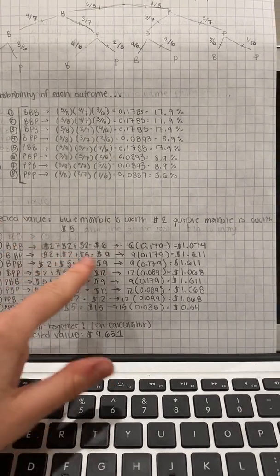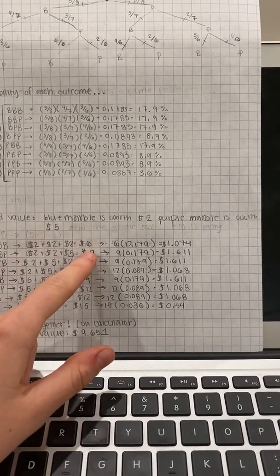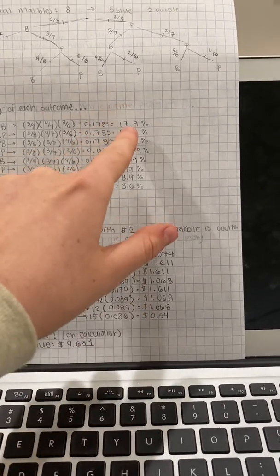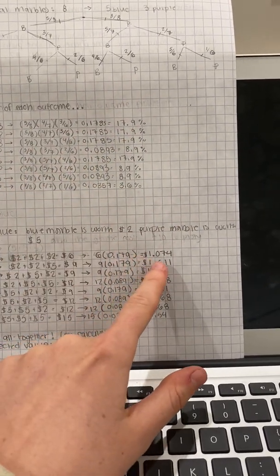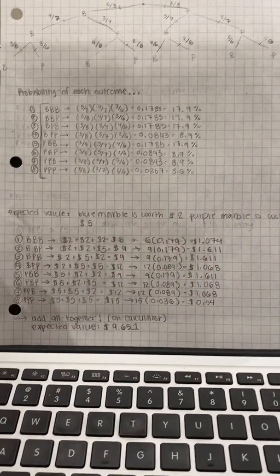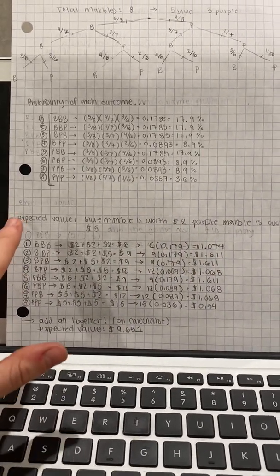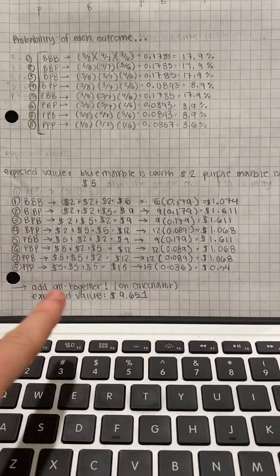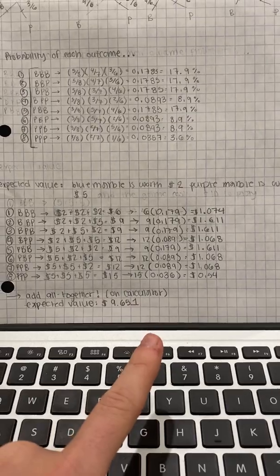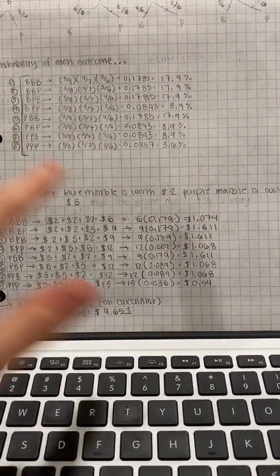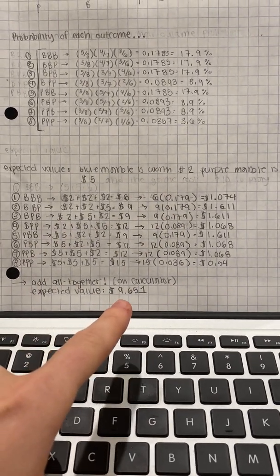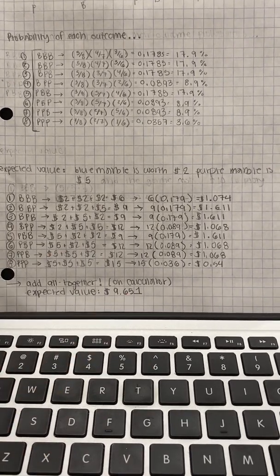Now, you still need to take the probability of this happening. So what I did was I multiplied 6 by 0.179, which was the 17.9%, and then I got 1.074, which would be the monetary value for that first one. And I did that for all of them, and then what I did for the next step was I added them all together on my calculator, and I could show my work, but I used my calculator to add those numbers together in order to get the total expected value of $9 and about 65 cents.